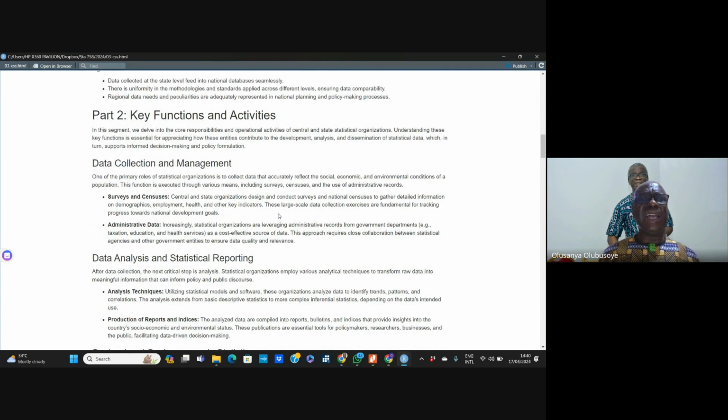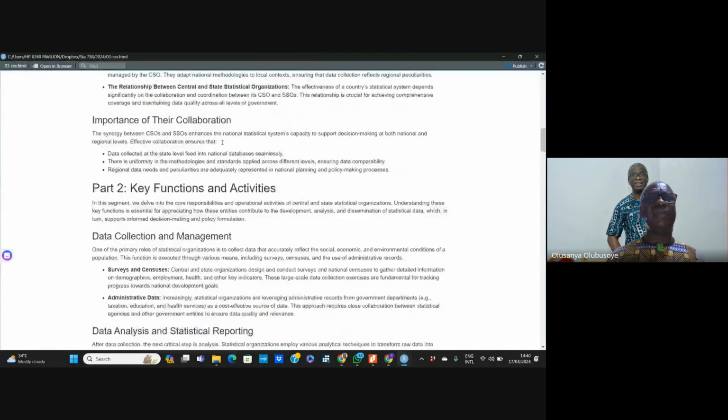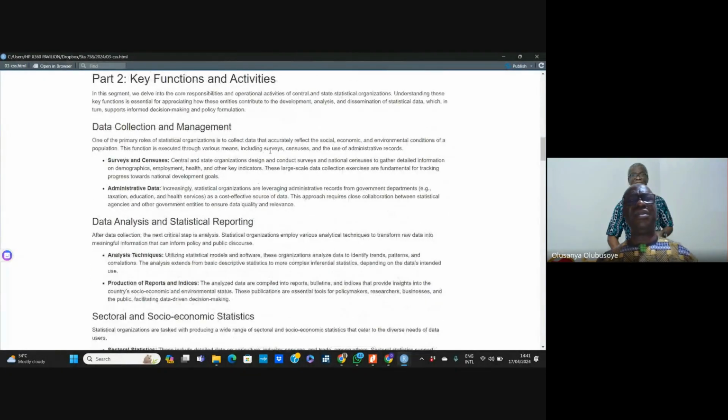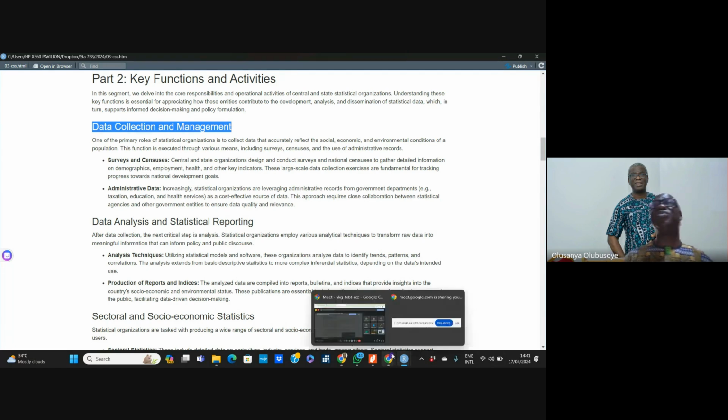So what are the key functions and activities apart from the importance that we have talked about? The major function is data collection and management. The key role of NBS is to produce data. But are they producing data on everything that we need? Are you able to get data about Nigeria on all subjects of interest? That's another thing. But the mandate, the responsibility, is on them to produce data.